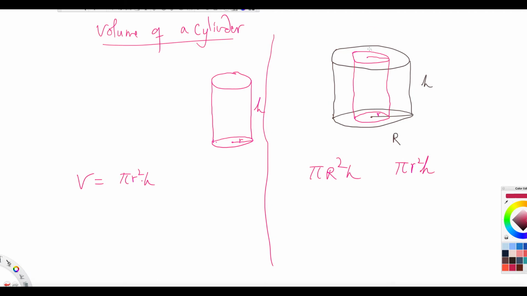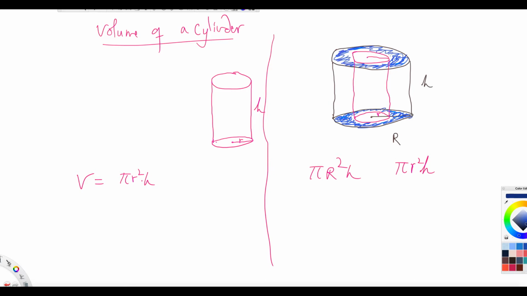Now how about the volume of the region between those two cylinders? What is the volume of the region between those two cylinders? That is the region I'm talking about. You see that region? If you are finding the volume of the region between those two cylinders, how do you do that?